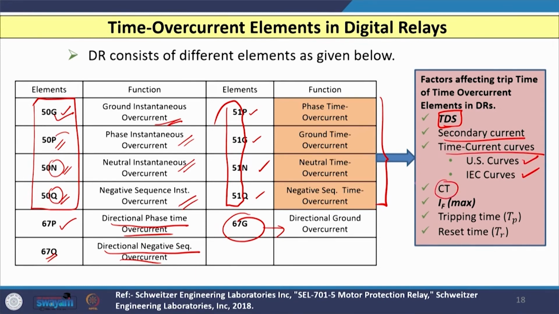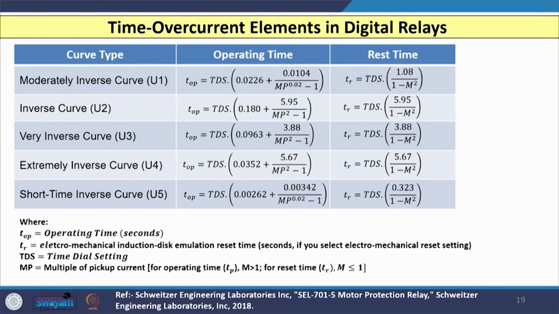It also depends on CT. It also depends on maximum fault current, that is referred on CT secondary side, along with tripping time and reset time TR. So, let us see, if I wish to achieve this curve or this characteristic, then what are the different equations we can use in digital relays.